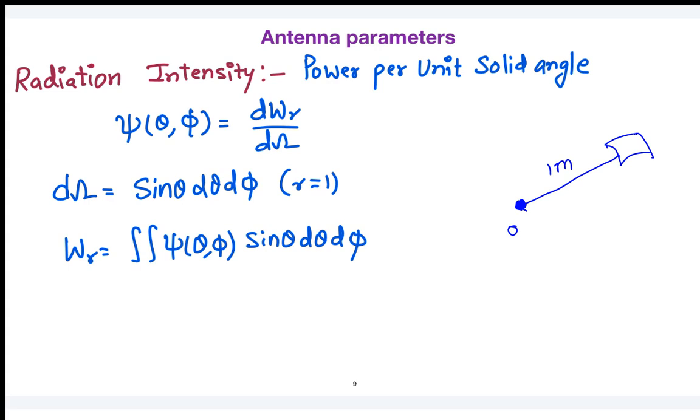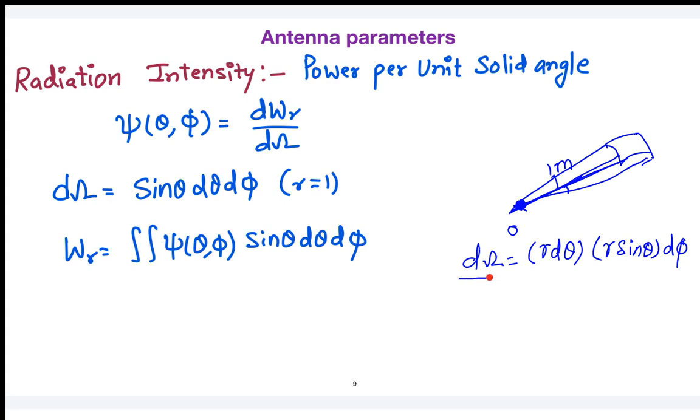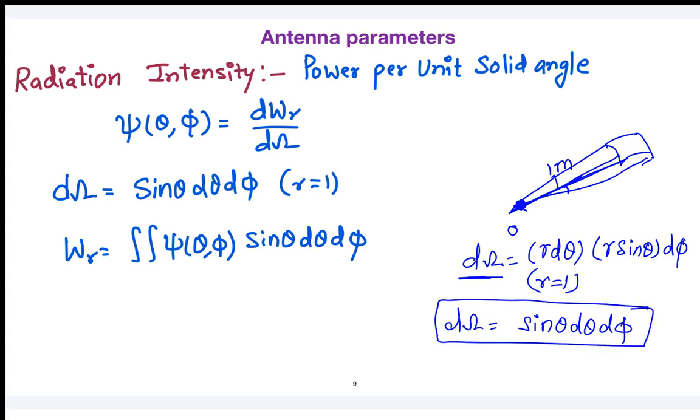Phi. Okay. So if we trace out this vertical plane variation and the horizontal plane variation, and multiply both, the change in theta will be r d theta, and the change in phi will be r sine theta d phi. You know that solid angle has to be mentioned for unit radius. So in that case, your solid angle can be defined as sine theta d theta d phi. Ultimately, this solid angle looks like the angle made by this surface at the origin. So it is basically a two-dimensional angle. When you multiply the theta variation with the phi variation, combined you get the solid angle.